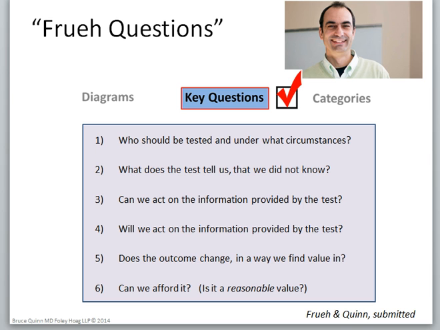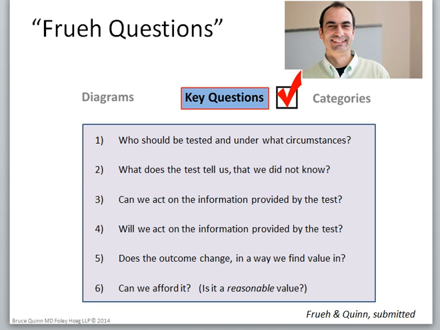1, who should be tested and under what circumstances? 2, what does the test tell us that we did not know before? 3, can we act on the information provided by the test? What's the best case in an ideal situation? 4, will we act on the information provided by the test? What happens in the real world? 5, does the outcome change in a way we find value in? And 6, can we afford it? Is it a reasonable value? Even things that are relatively expensive in diagnostic tests, like the Genomic Health Oncotype DX test, which is a $3,000 test used in breast cancer, it's $3,000. It's not $30,000 or $3 million.